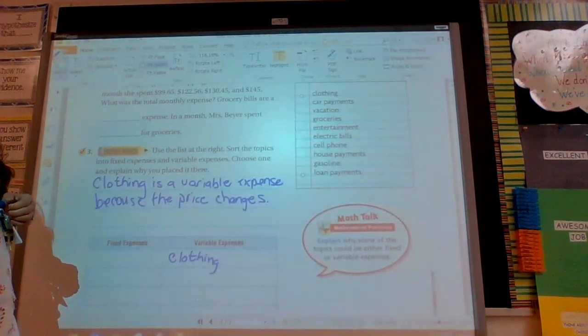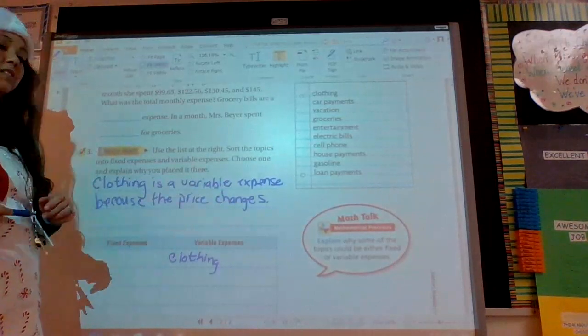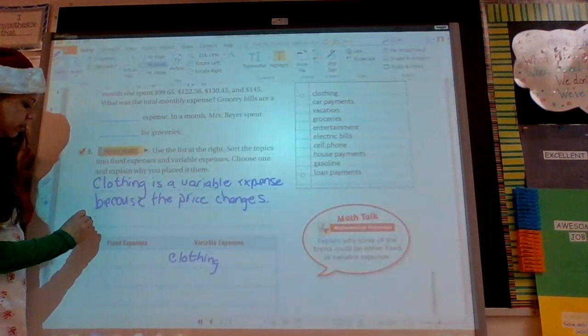Choose one and explain why you placed it. Because the price changes according to what store.